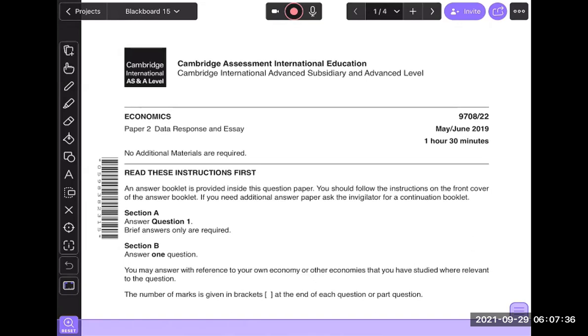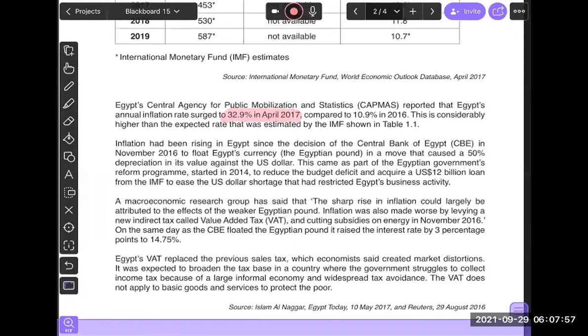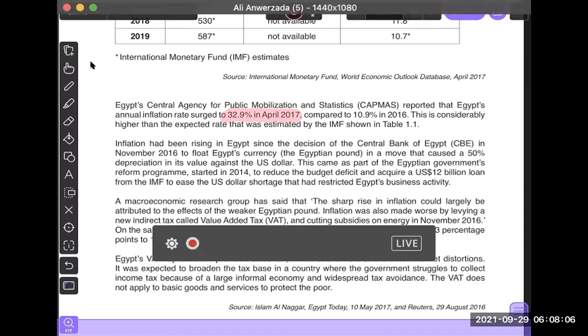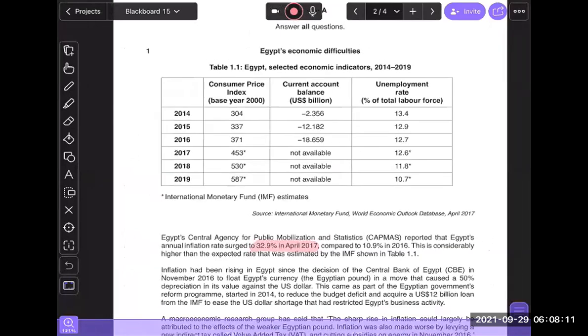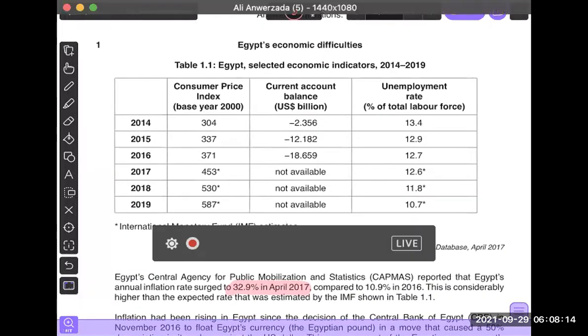So Egypt's Central Agency for Public Mobilization and Statistics reported that Egypt's annual inflation has surged to 32% in April 2017, compared to 10% in... There, the screen is paused, I think, because we cannot see the question. Now we can, yeah. Can you see the screen? Now we can, yes. What happened before? It got stuck on the home page, the first page. Okay. Can you see it now?